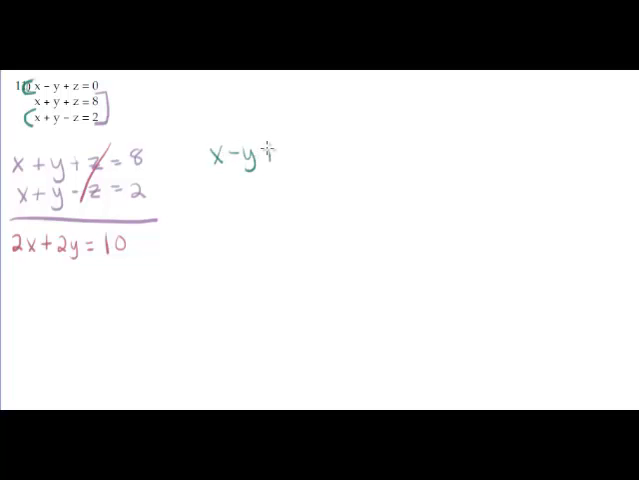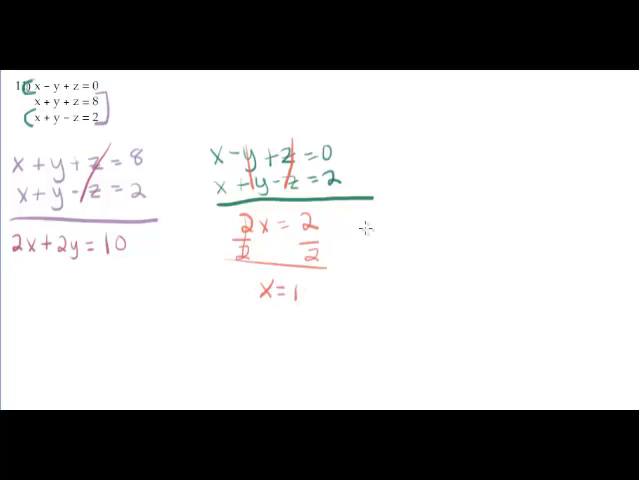So x minus y plus z equals 0, and x plus y minus z equals 2. And so something actually kind of helpful happens here, because not only do my z's cancel, but my y's also cancel, which will save us a little bit of time. X plus x gives us 2x, 0 plus 2 gives us 2. Divide both sides by 2.